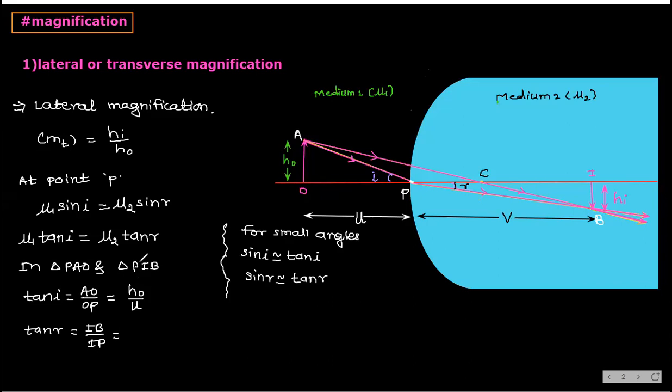Is this letter P visible? Yes, it is visible. Okay. So tan R, you see IB by IP. So IB is what here again? HI, and this is what? Phi. Yes, HI by phi. Okay?